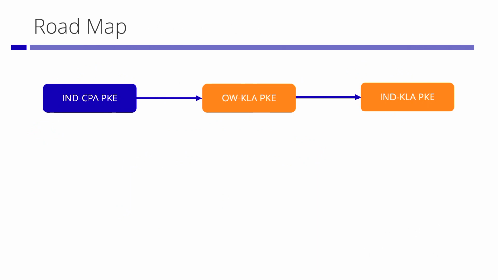Here is the roadmap. So we want to achieve indistinguishability notion against the key leasing attack from standard IND-CPA secure PKE. First, we construct a one-way secure PKE with secure key leasing from IND-CPA secure PKE. And then we upgrade one-way secure PKE to IND-CPA secure PKE. Let's see the first part from the next slide.